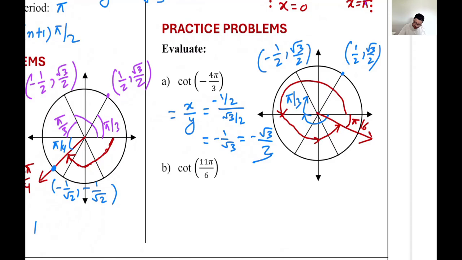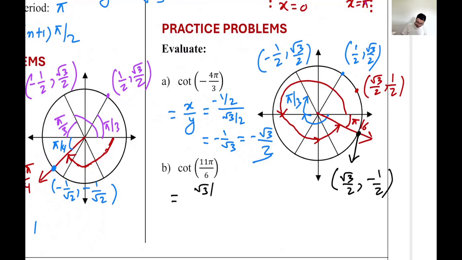And if you go to the first quadrant, pi over 6 is here, and its coordinates would be root 3 over 2, 1 over 2. So in the fourth quadrant, right, them below here, coordinates would be root 3 over 2, the x will be positive, y will be negative, right? So this would be root 3 over 2 over negative 1 over 2, which is negative.